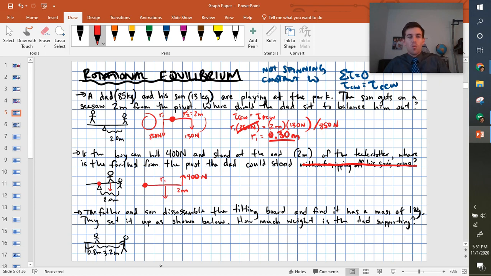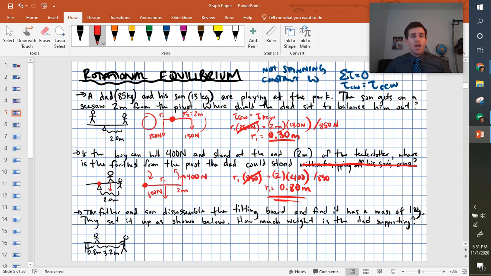So again, I'm going to call that R1, but we know that the dad's mass is still 85 kilograms, so that's 850 newtons. So setting this up again, I'm just going to set the torques going one way equal to the torques going the other way. So I'm just going to say R1 times 850 equals 2, that's the lever arm, times 400. So R1 is just going to be equal to, if I divide both sides by 850, around 0.80 meters.